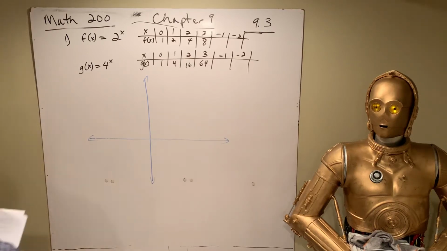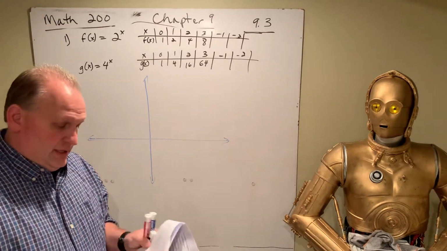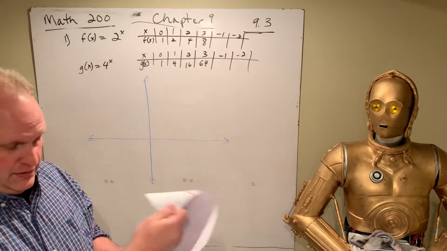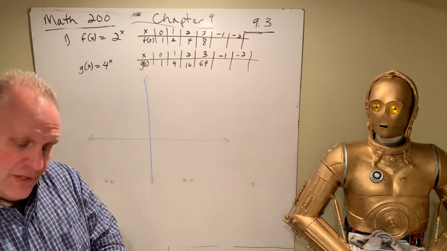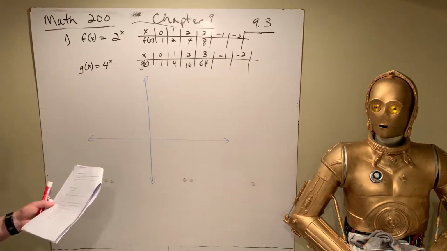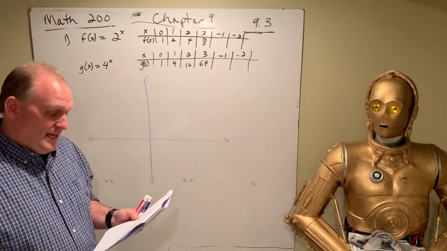Math 200, this is chapter 9. We're looking at 9.3, and what we're talking about here are exponential functions. These are always true of every exponential function. They're one-to-one, so they pass both tests: the x's don't repeat and the y's don't repeat.